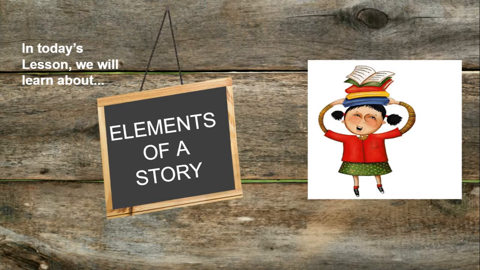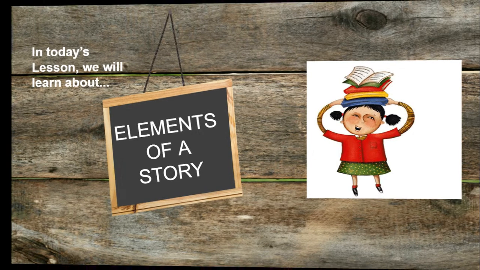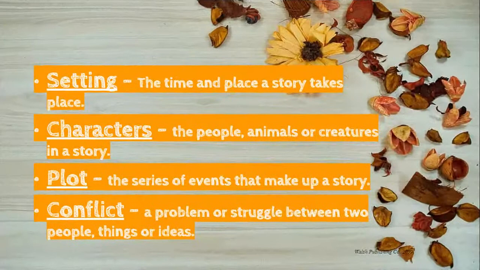In today's lesson, we will learn about elements of a story. Let's begin with the setting. The setting is the time and place a story takes place. The characters are the people, animals, or creatures in a story. The plot is the series of events that make up a story. And the conflict is a problem or struggle between two people, things, or ideas.